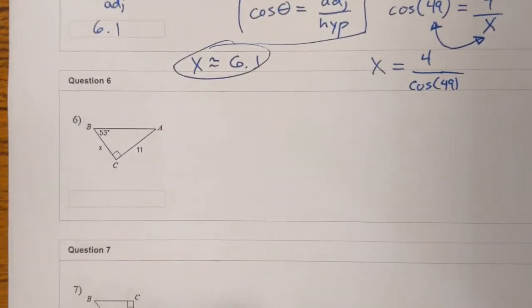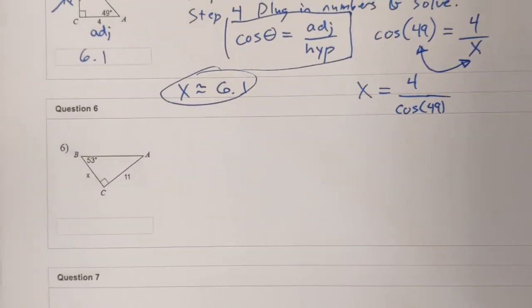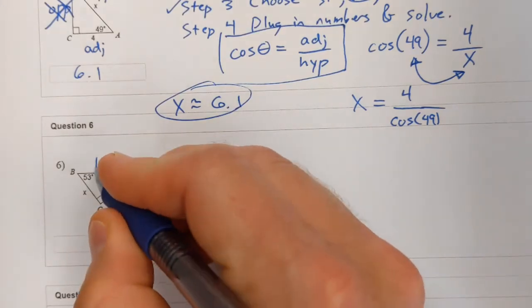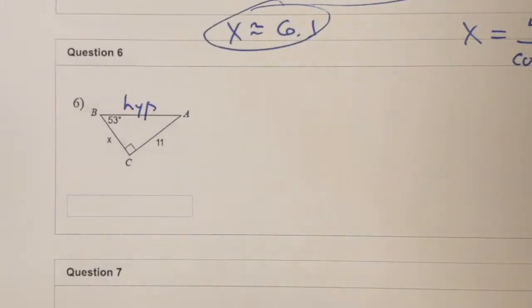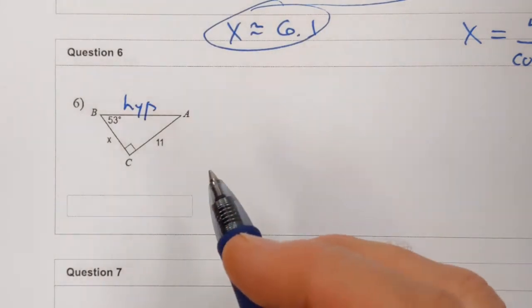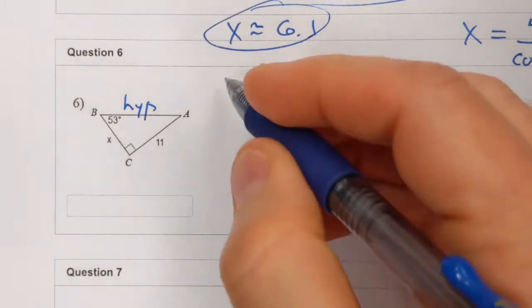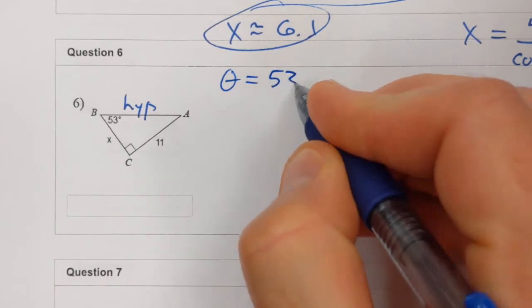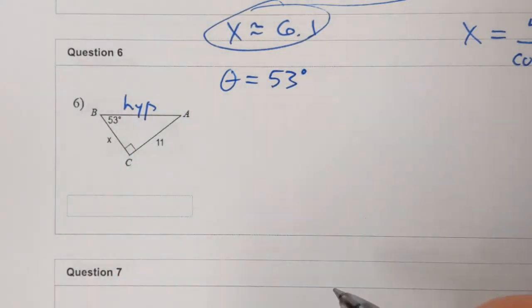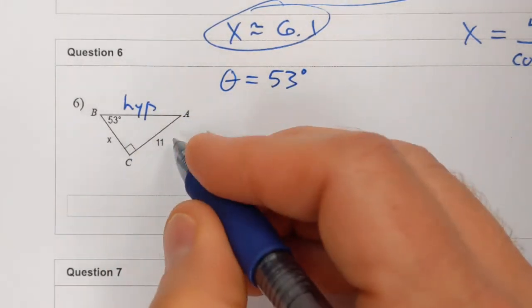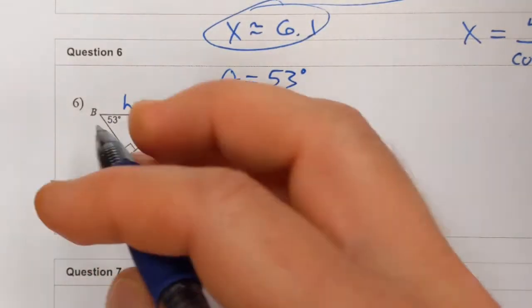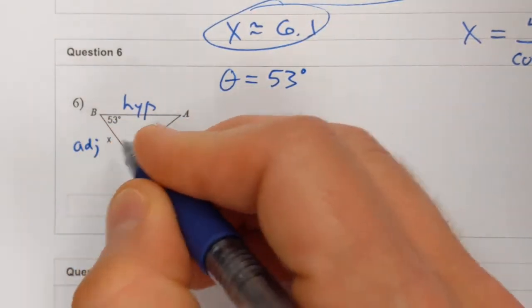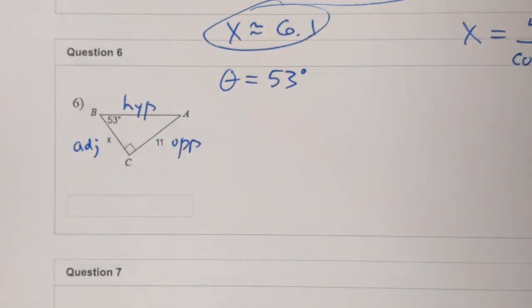You know what? Let's just do a quick look at question 6. So step 1, I label my hypotenuse. Zoom in on this one a little bit. Here my featured angle is this 53 degrees. I'm going to say theta is the 53-degree angle. That's what's featured, and since 53 is featured, that would make the 11 opposite of the 53-degree angle, and the x would be the adjacent leg to the 53-degree angle.